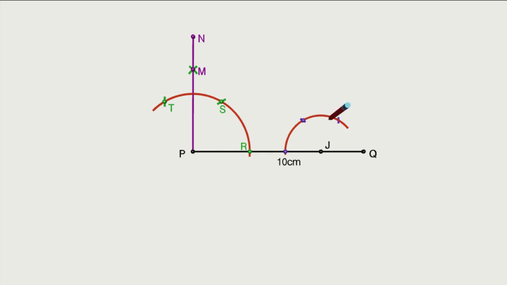Now you can change the radius, but you should keep it the same for both the arcs. Let the arcs intersect at some point. Mark the point. Join this point with J and produce it. You may want to measure one of the angles at J. It will be, and it must be, a right angle.